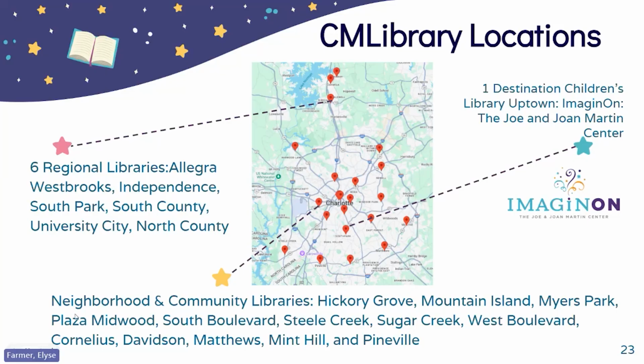7 of these locations are larger. We call them regional libraries, with a much larger destination children's library uptown, which we call Imaginon, at the Joe and Joan Martin Center. There are a lot of special programming events that happen there throughout the year that we'll talk about more in a little bit, but that space also shares a space with the Children's Theater of Charlotte. All of the other remaining libraries are what we call neighborhood or community libraries that you'll see listed here.